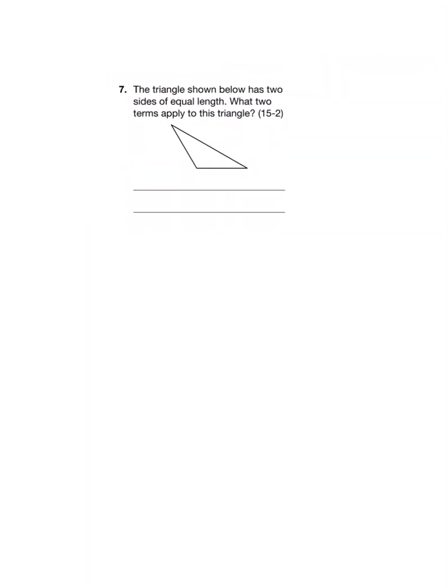Okay, moving on to number 7. The triangle shown below has two sides of equal length. What two terms apply to this triangle? Okay, so let's think about it. A triangle that has two sides of equal length is called an isosceles triangle.